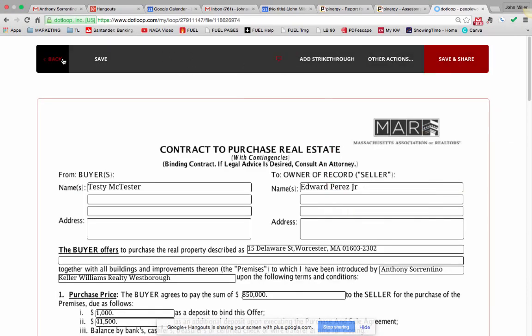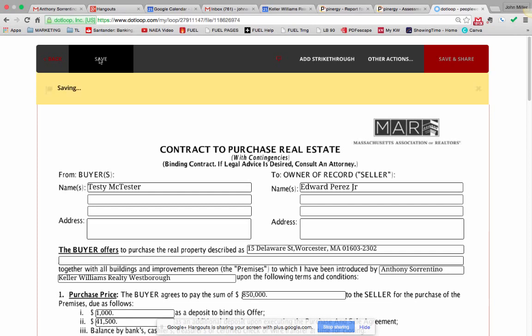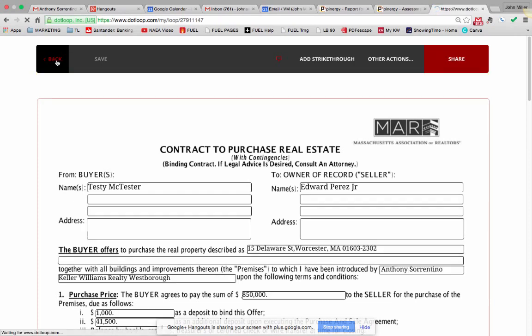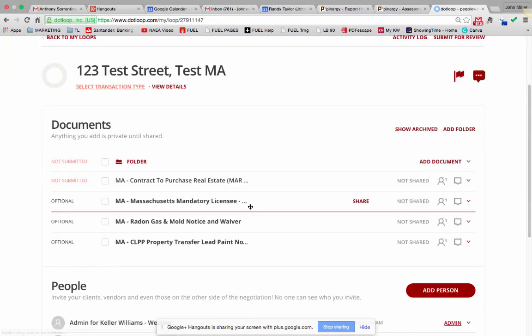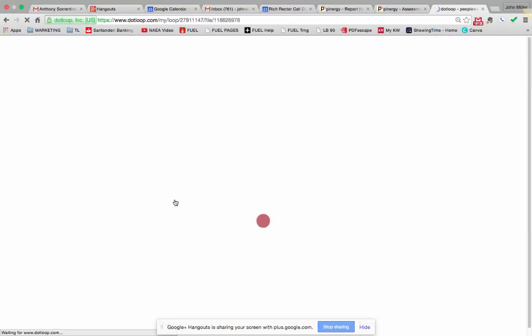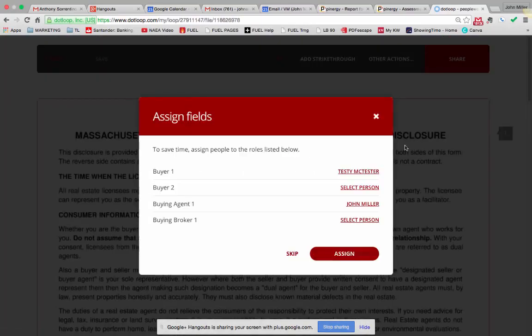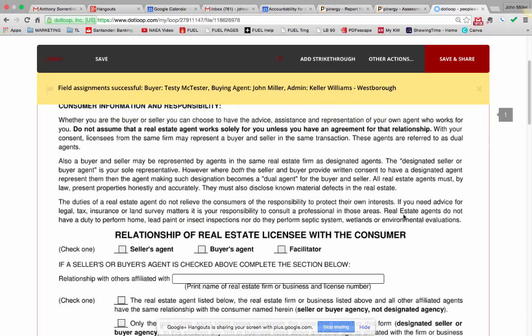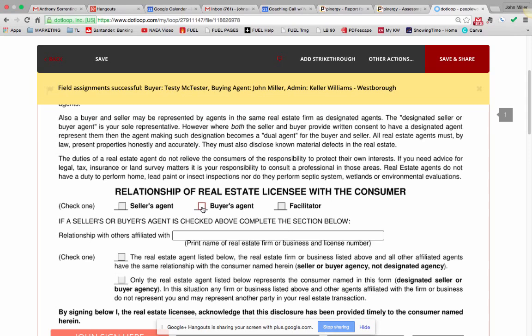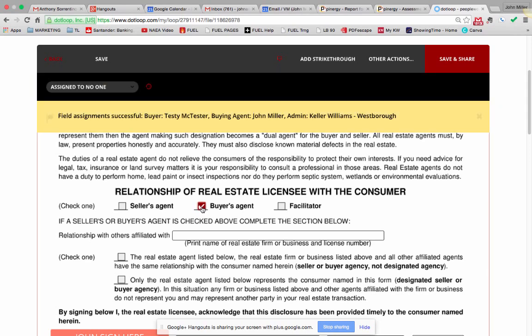So I'm going to save this. I'm not going to save and share it. I'm going to save it. And then I'll go back to the loop, and I have my other forms I need to sign. The Massachusetts Mandatory Agency Disclosure Form. And in here, I'll check off that I'm a buyer's agent if I'm working with the buyer.